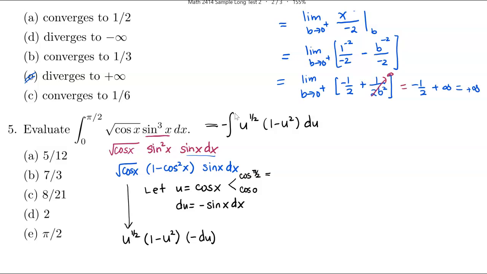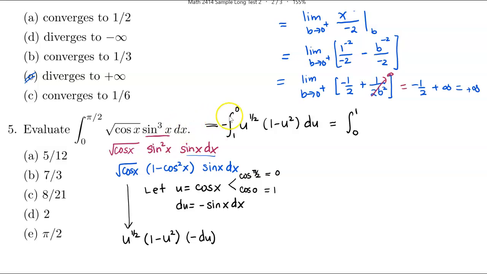What is cosine of pi over 2? 0. Cosine of 0 is 1. So this becomes 1, 2, 0. Now, if that bothers you, you could flip this and then make it positive. If not, you can leave it like that. It doesn't matter, right? But it bothers me, so I'll flip it. If I flip the limit of integration, I would have to negate the integral. So that would take out my negative sign. So that makes it 0 to 1.